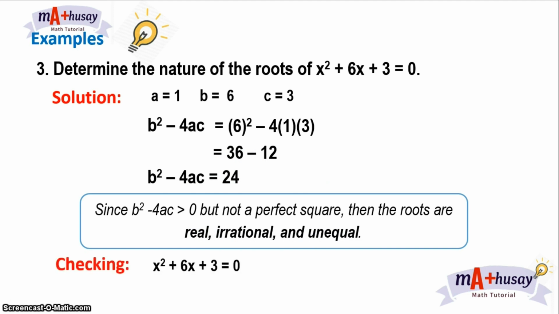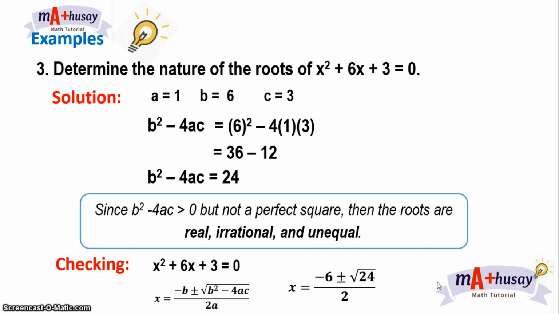So, to check, we know that x squared plus 6x plus 3 equals 0 cannot be factored. So, we use the quadratic formula. So, we know that our discriminant is 24. So, we plug in the 24 inside the radicand. So, we know that b is 6, so negative 6 plus or minus the square root of 24 all over 2.